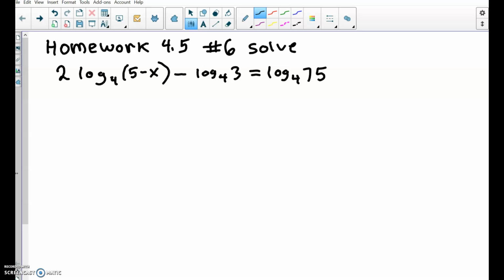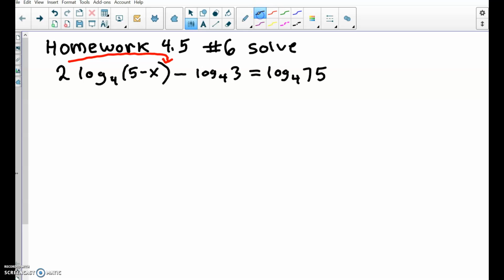Okay, so first thing that I need to do when I'm looking at this logarithmic equation is to get one logarithm on either side of the equal sign. So currently on the left hand side I have two terms with a logarithm in it. I want just one term. So I need to use logarithmic rules to put these together. So what I know is that this 2 can become an exponent. That was one of our rules of logarithms.